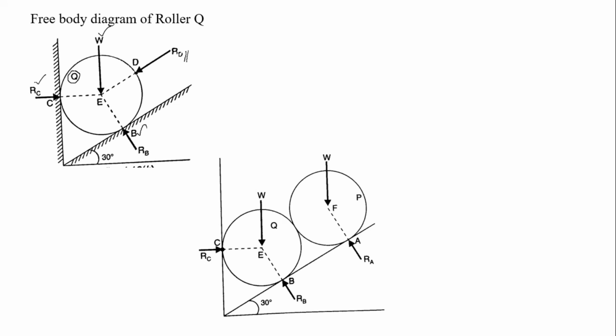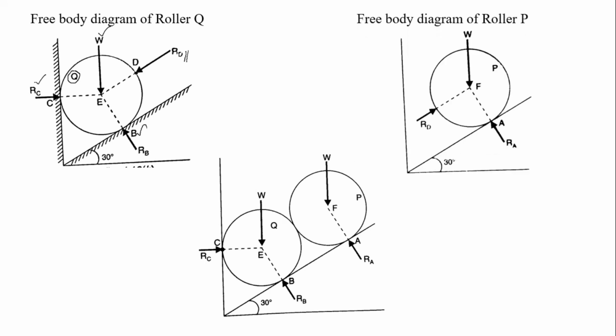And the free body diagram of the roller Q. So as I said, RD is acting towards the ball, right, and W is acting, and the reaction force at A is towards the ball. Wherever the supports are there, the reaction force is acting towards the ball, right. So here the inclination is equal to 30 degree, right. So we are considering both of these two, right.